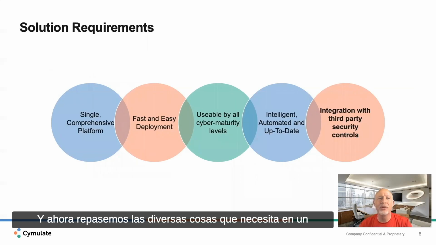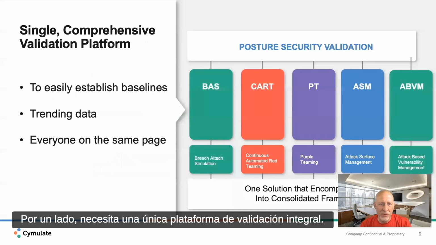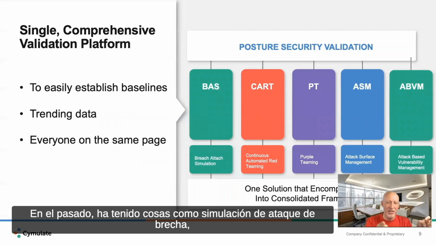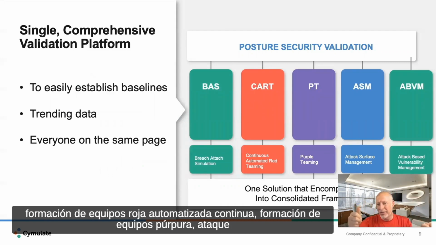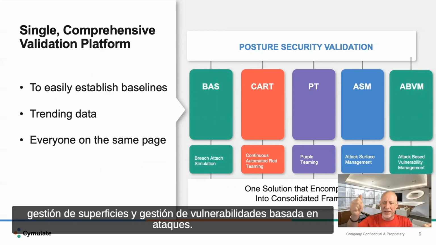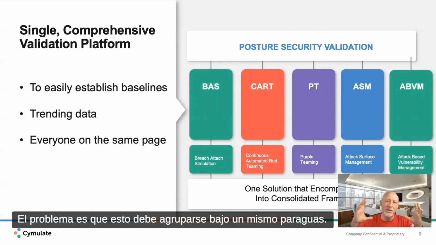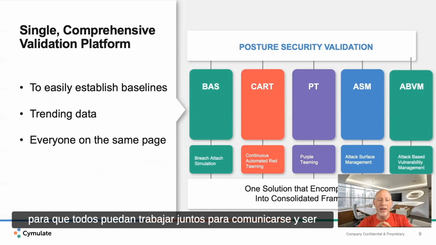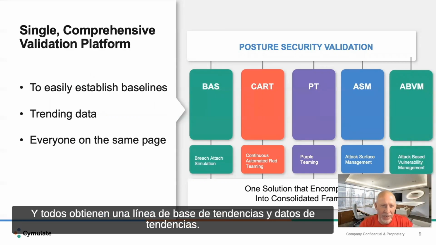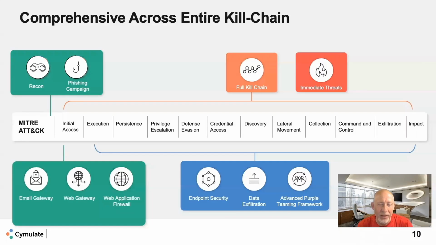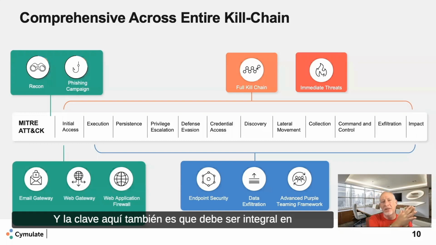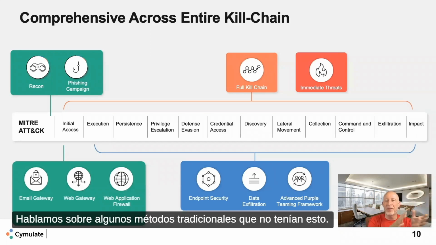And now let's go through the various things you need in a solution to be successful. For one, you need a single comprehensive validation platform. In the past, you've had things like breach attack simulation, continuous automated red teaming, purple teaming, attack surface management, and attack-based vulnerability management. The problem is this needs to be brought under one umbrella so that everyone can work together, communicate, and be on the same page, and everyone gets that trending baseline and trending data. And the key here also is it needs to be comprehensive across the entire kill chain. We talked about how some legacy methods didn't have this.